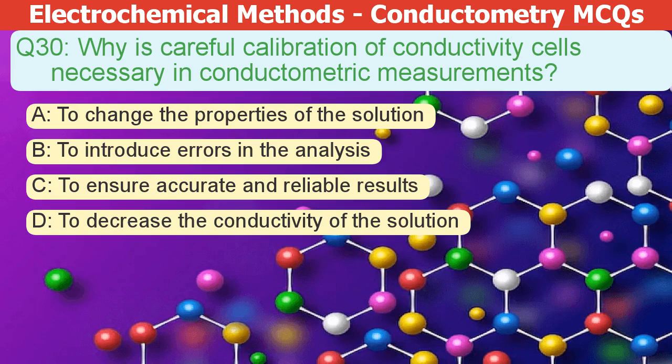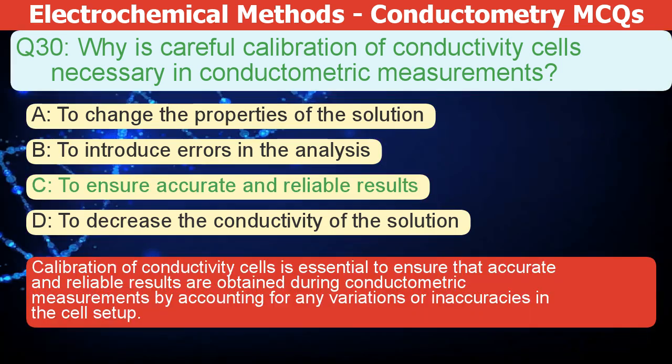Why is careful calibration of conductivity cells necessary in conductometric measurements? A. To change the properties of the solution. B. To introduce errors in the analysis. C. To ensure accurate and reliable results. D. To decrease the conductivity of the solution. The correct answer is C. Calibration of conductivity cells is essential to ensure that accurate and reliable results are obtained during conductometric measurements by accounting for any variations or inaccuracies in the cell setup.